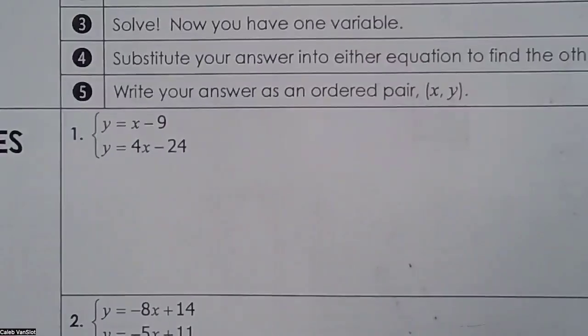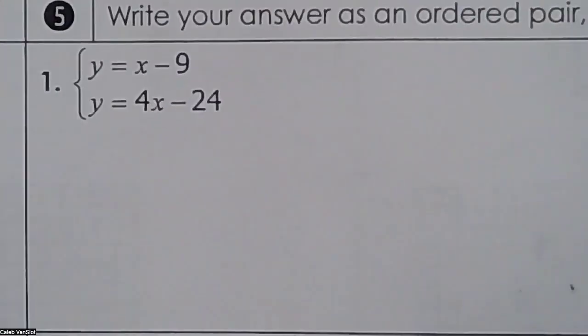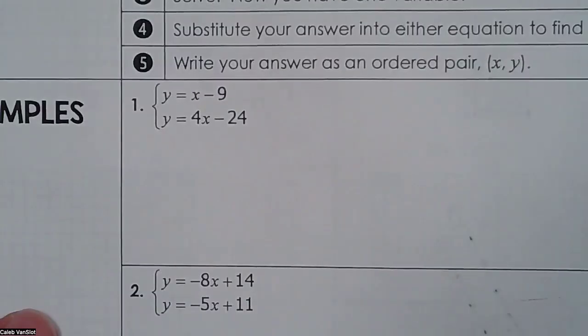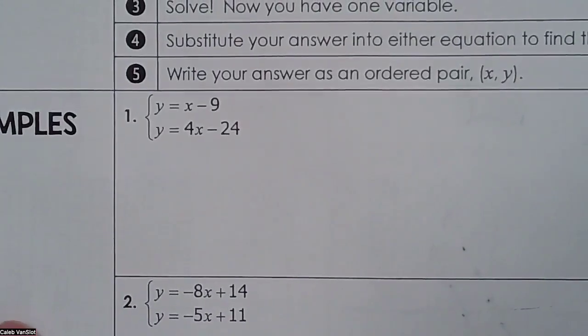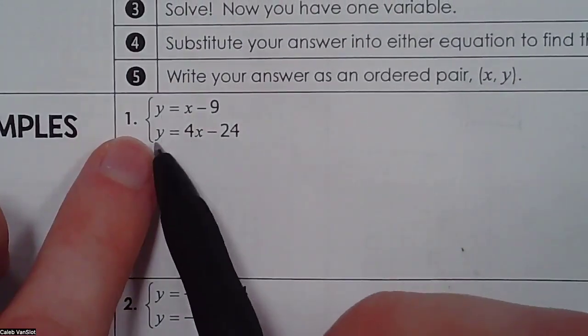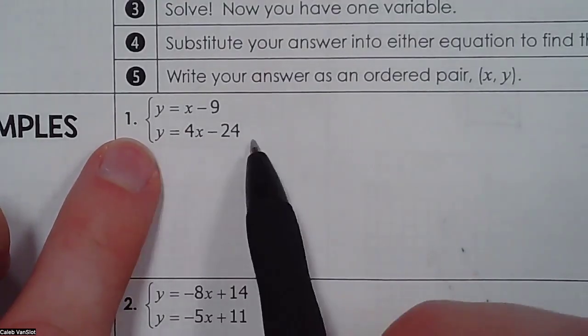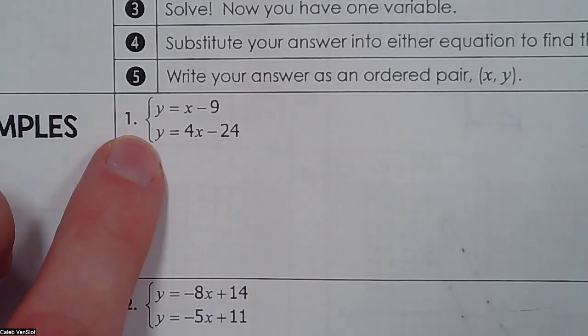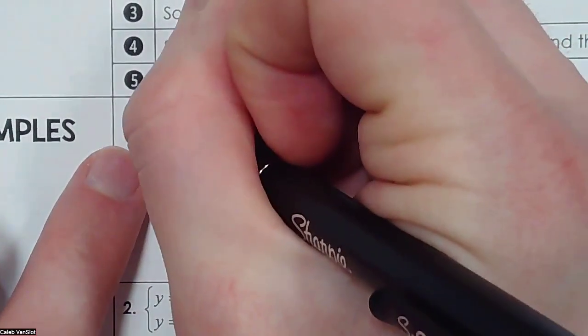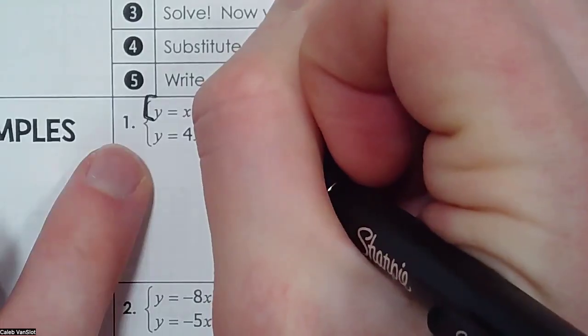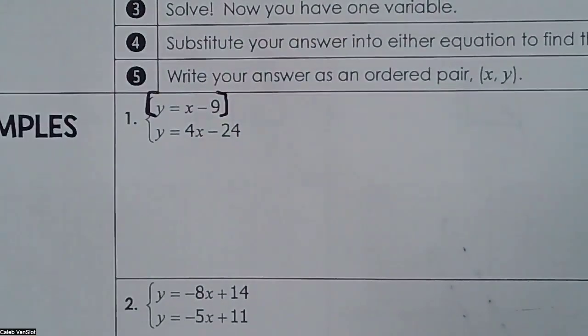So looking at number one, are either of my equations solved for x or y? Yes, they both are, right? They both have y's by themselves. So what this means is I can use either of these and I'm going to substitute it into the other equation, okay? So I'm going to use this equation right here just because it has, I guess, smaller numbers. Either way, it's going to look pretty much the same.